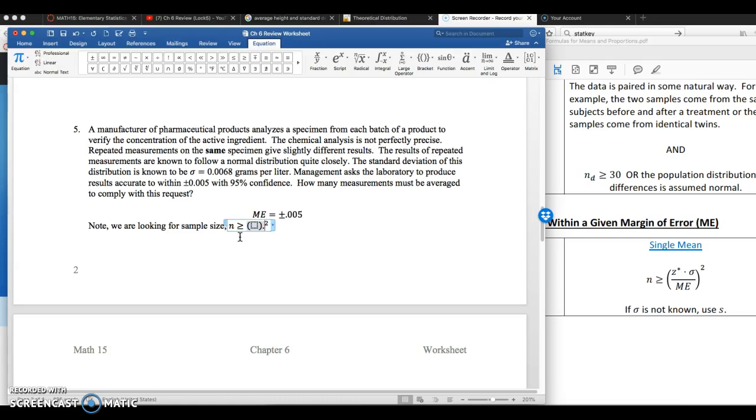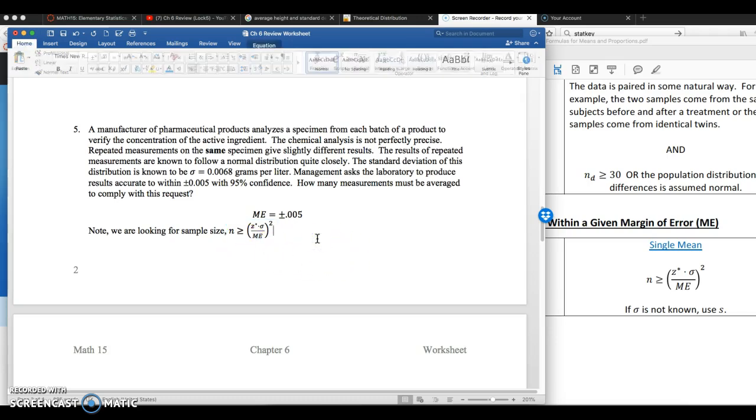So if I rewrite that for sample size, n needs to be greater than z star times sigma, all divided by the margin of error, squared. If I want to fill in these details, we're given the margin of error to be 0.005. It doesn't matter if you use the plus or minus because we're going to square it out. And I know that sigma is 0.0068.